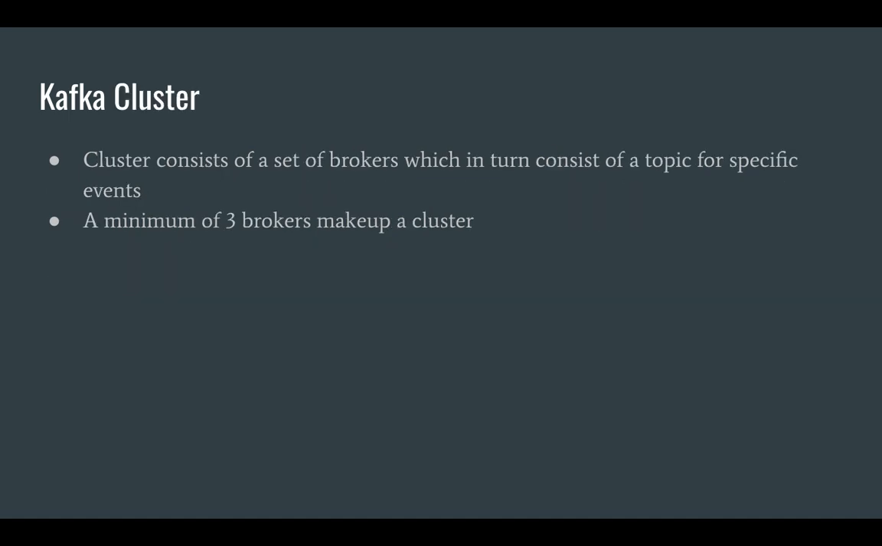So with the highlights of a Kafka cluster, it consists of a set of brokers in which it consists of a topic for specific events, and that will have a fail-safe mechanism, because the topic will be across all the brokers within that cluster. And if one broker fails, it can use the next available broker, and it should be fine. And the messages and the process should not be disturbed in any way, shape, or form. So basically, a cluster would have a minimum of three brokers available.